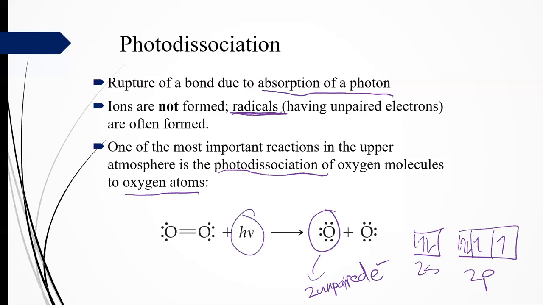Now this one, this hν, stands for a photon. It stands for that because we have to remember that the E of a photon is Planck's constant times its frequency. And so when we see that inside our chemical reactions, they're letting us know that we're absorbing that photon. So it's acting like a reactant.